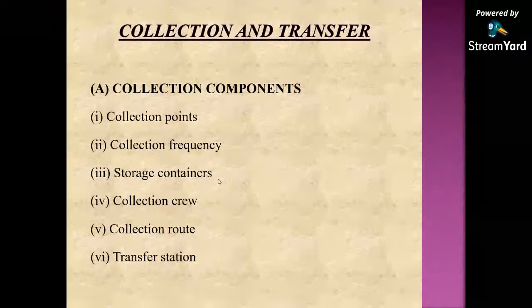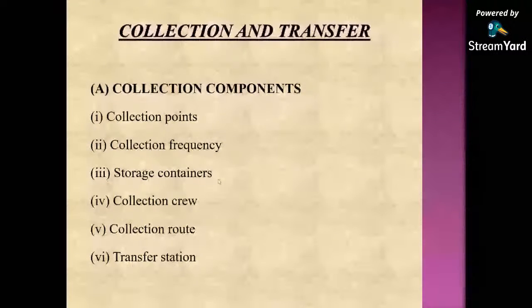Next is the collection route. The collection program must consider the route that is efficient for collection. Efficient routing for collection of solid waste vehicles helps decrease cost by reducing the labor that is expended for collection. Proper planning of the collection route also helps conserve energy and minimize working hours and vehicle fuel consumption.